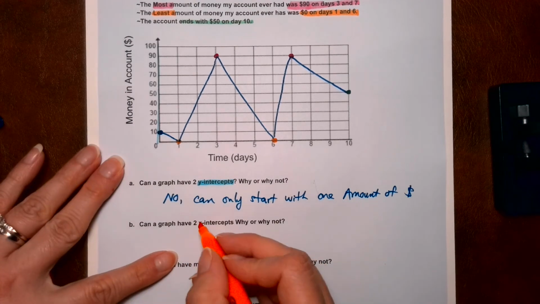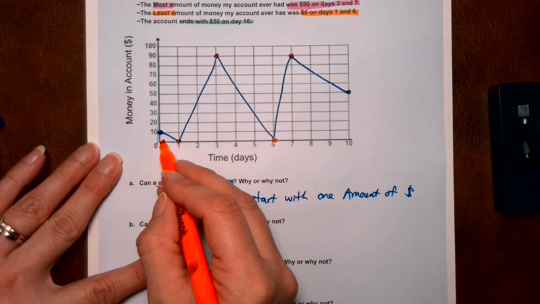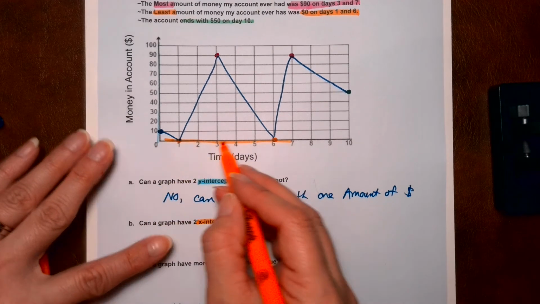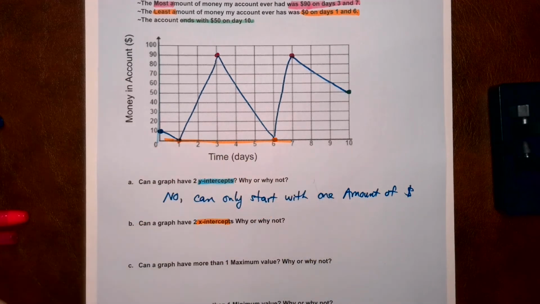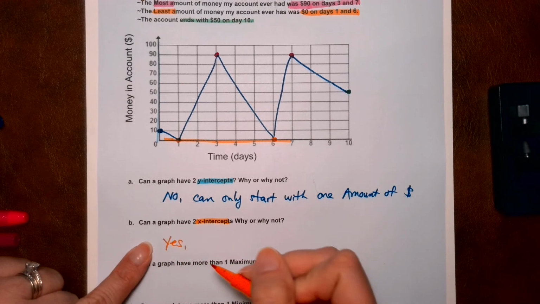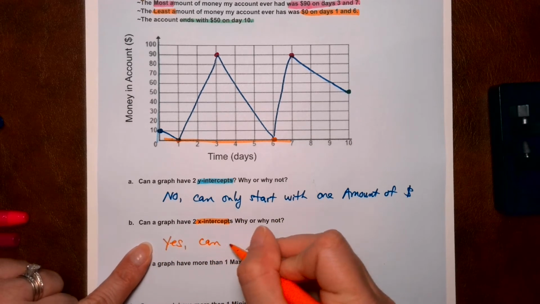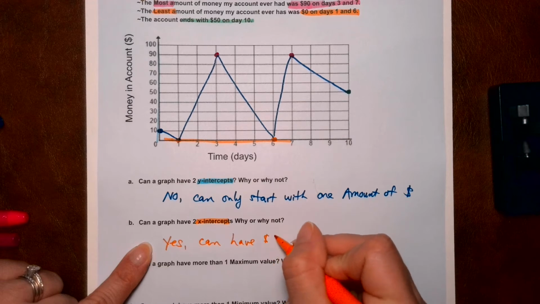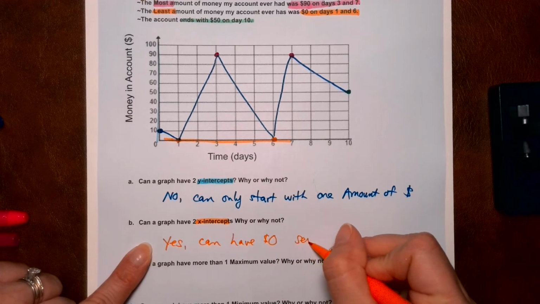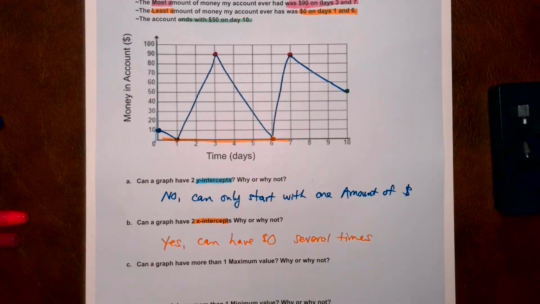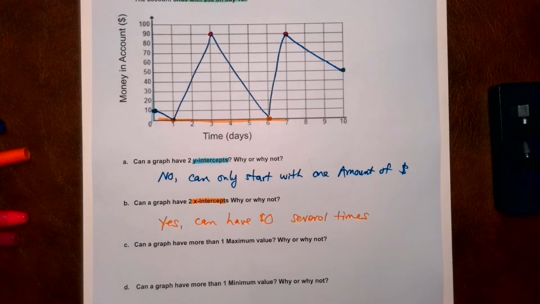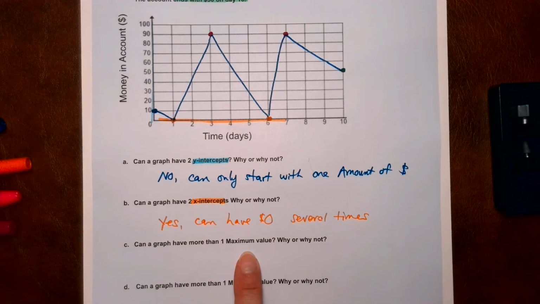Can you have 2 X-intercepts? Okay, so X-intercepts, we're looking along the X-axis. Can you have 2 of them down there? Can you have $0 and $0? And the answer to that is yes. Yes. Okay. You can have $0 several times. Yes. You can have $0 every time you spend all your money. Why not?